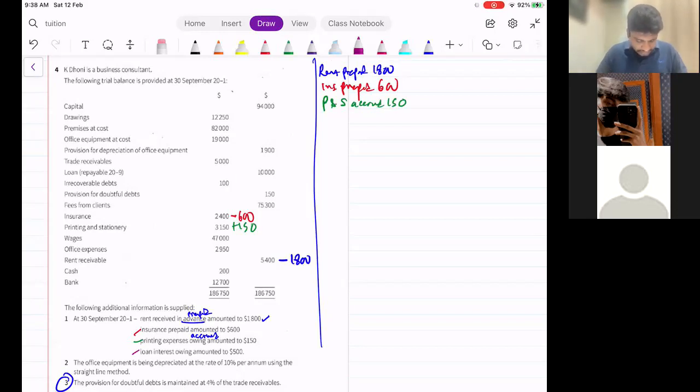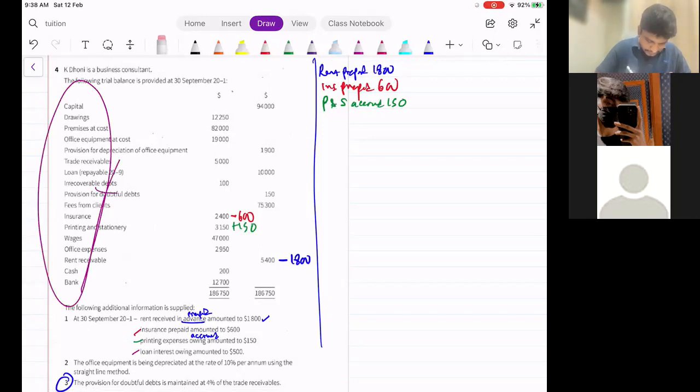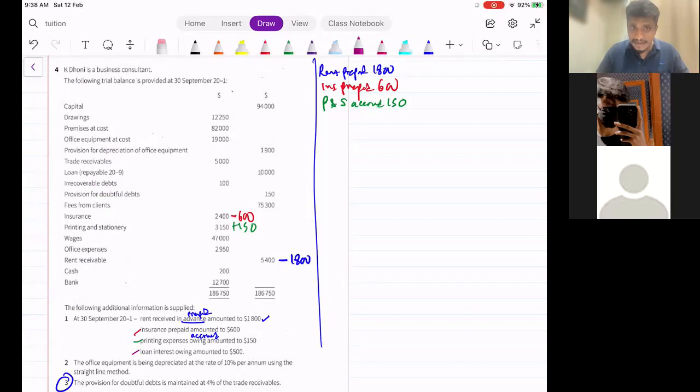Loan interest owing amounted 500. So can you go find a loan interest? You got loan interest here or not? The 10,000 is the loan. Loan is the liability. Loan interest is the expense. So another account, loan interest. Do you have a loan interest here? No. No means you create a new one. Loan interest 500, and then this owing means accrued. Loan interest accrued 500.